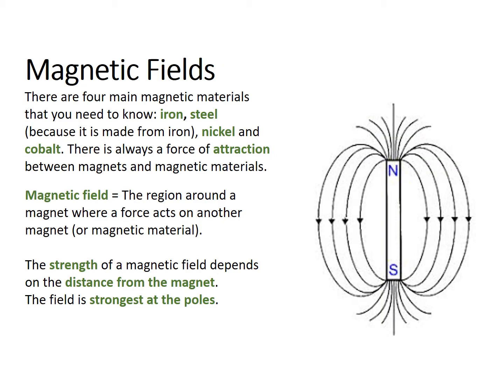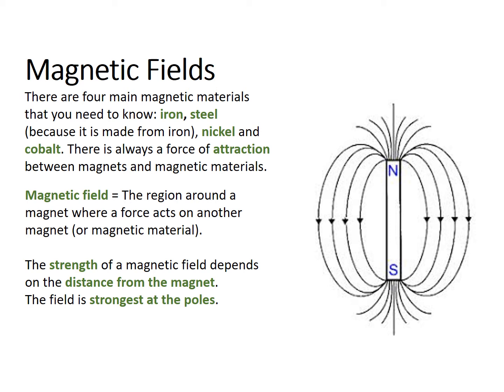Now the magnetic field is a series of lines, magnetic field lines that go around your magnet. It's always strongest at the poles because the poles are where the concentration of the magnetic force is, and they go in circles all the way around the magnet and they join up from north to south.